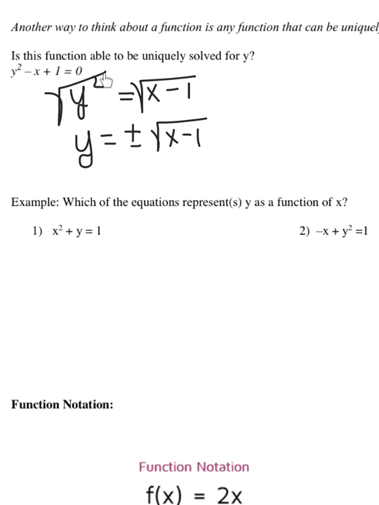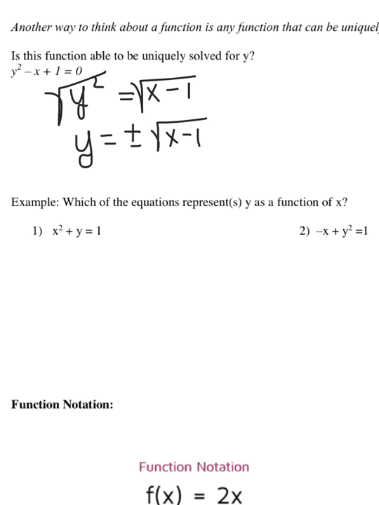And this squared right here, this y squared, should indicate to you that there are going to be two values for y for this one value for x input. And of course, when that happens, it is not a function. Basically, what we end up with here is a sideways parabola.